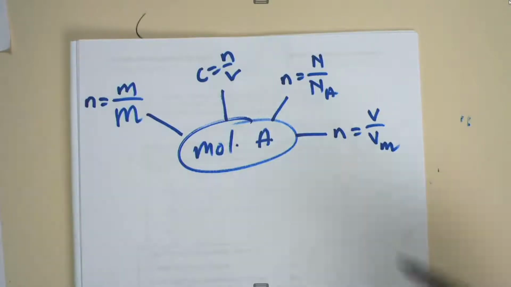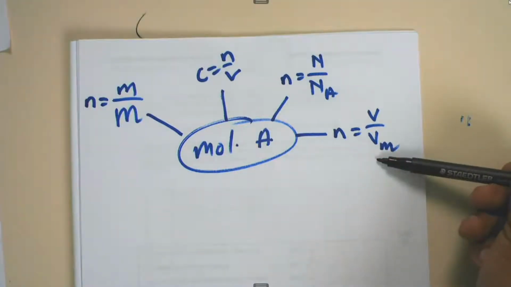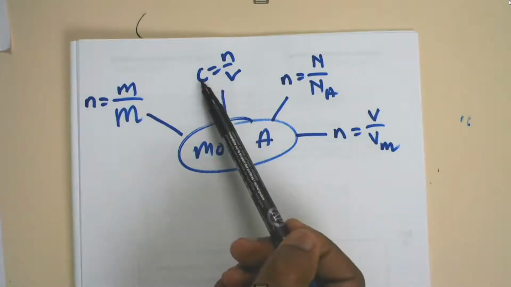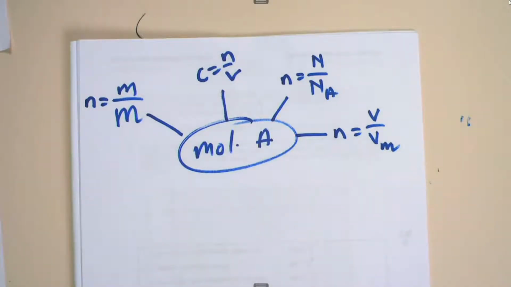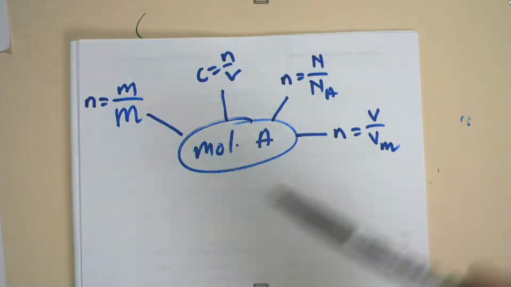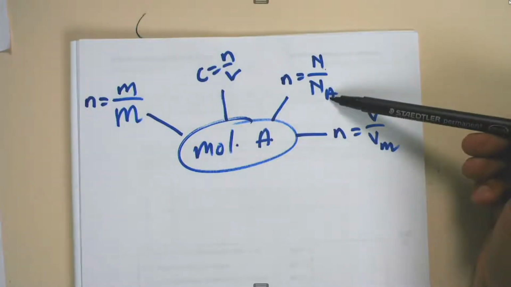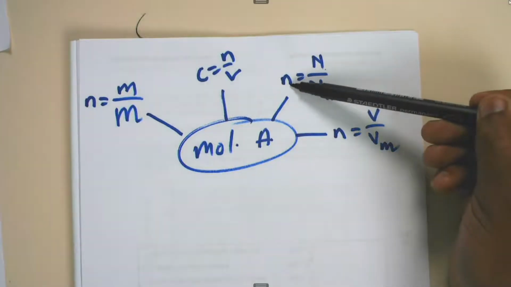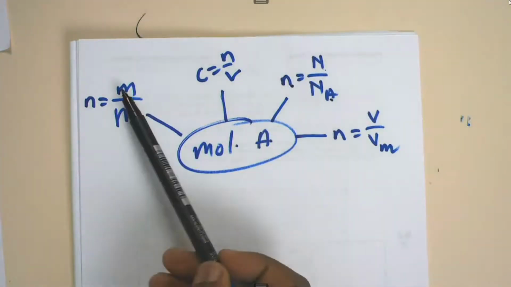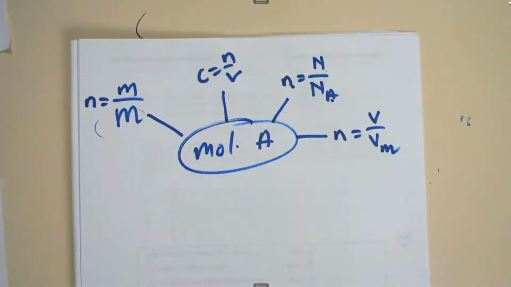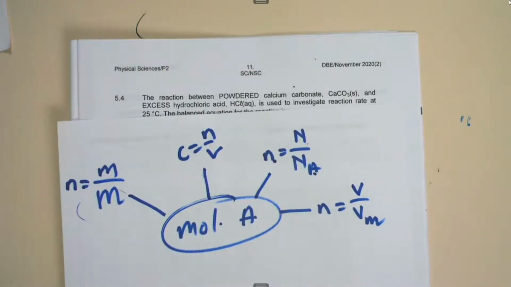If I am given the volume of a gas, automatically I will be using the Vm. If I have the volume and the concentration, then I can use c = n/V. If I have the number of particles and the Avogadro constant is given, I can easily calculate the number of moles. If I have mass that is given, it's easy for me to calculate the number of moles. So the number of moles will be our starting point for everything that we are going to do.